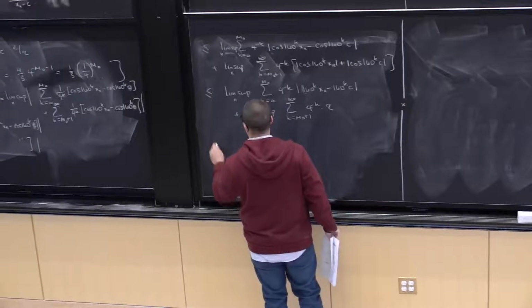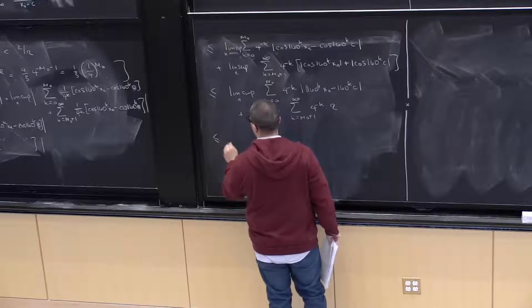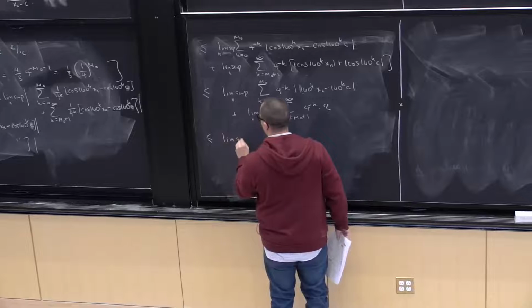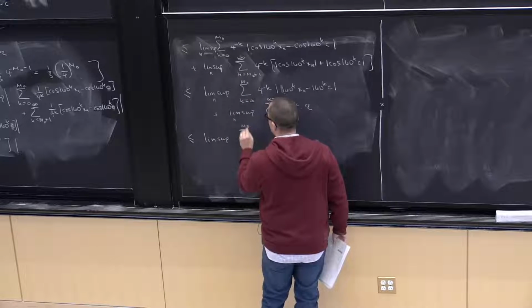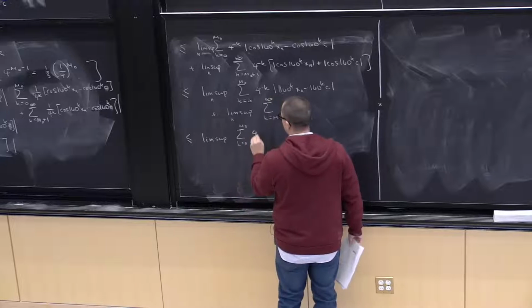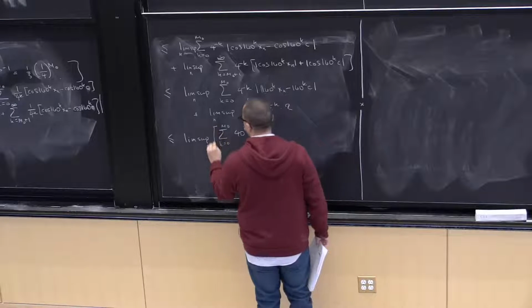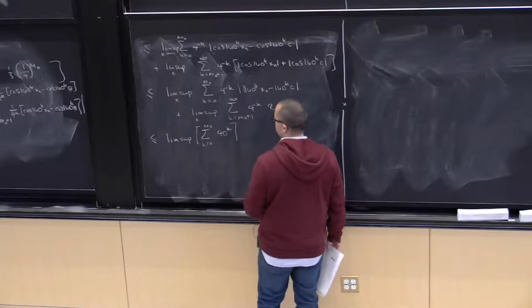So this is less than or equal to the lim sup of the sum from k equals 0 to m0 of 40k. Now, again, this is just a fixed number, right?